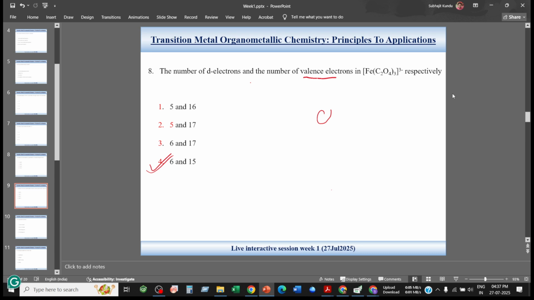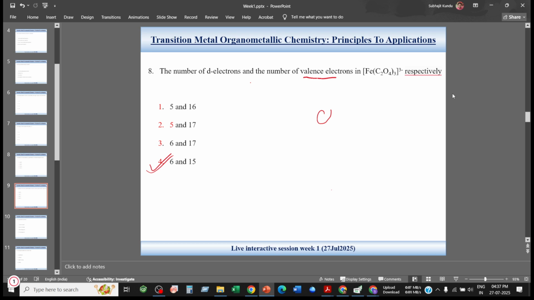Sir, like you are saying FeC2O4 3 and 3 minus, right? Yes, that is right. Iron is coming in plus 3 oxidation state. So it is d5, sir, that is 5 electrons, the number of d electrons, and the number of valence electrons.